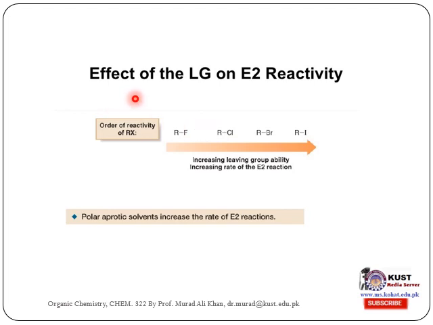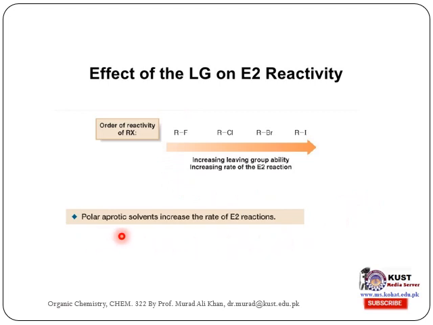Effect of the leaving group on E2 reactivity. This is the order: if we increase leaving group ability, the E2 reaction rate will be increased. Iodide is a good leaving group as compared to bromide. Bromide is a better leaving group as compared to chloride, and chloride is better than fluoride. The fluoride is the most difficult leaving group, or it is not a leaving group in the E2 reaction.